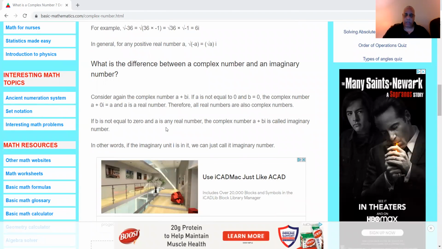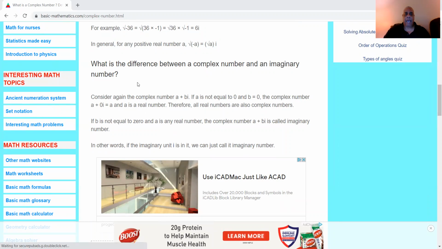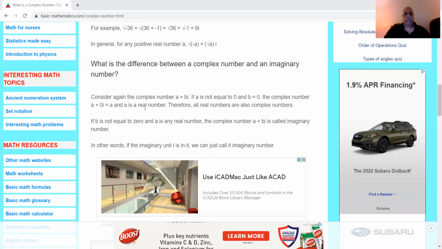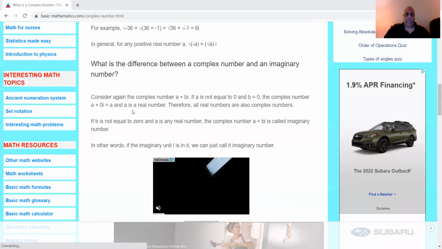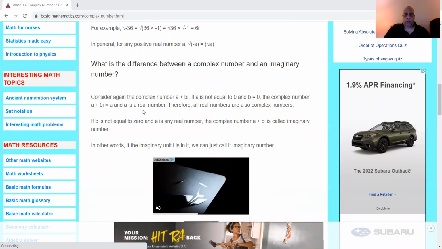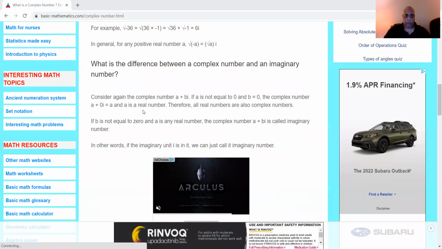So as we go further, what is the difference between a complex number and an imaginary number? Consider again the complex number a plus bi. If a is not equal to 0 and b equals 0, the complex number a plus 0i equals a, and a is a real number. Therefore, all real numbers are also complex numbers.